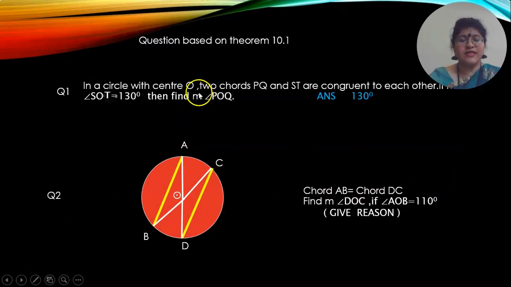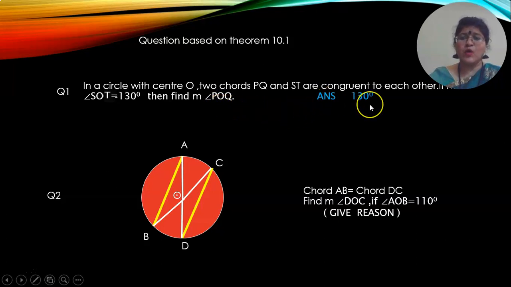In a circle with center O, there are two chords PQ and ST, and they are congruent to each other. So I want you to draw a diagram, a rough figure. Draw a circle, take the center of the circle as O, and draw two chords which are congruent. If the measure of this angle is 130 degrees, it will be the angle at the center. What will be the measure of angle POQ?